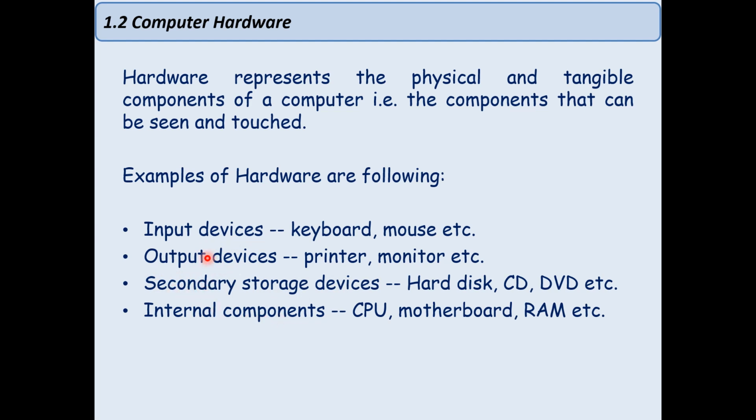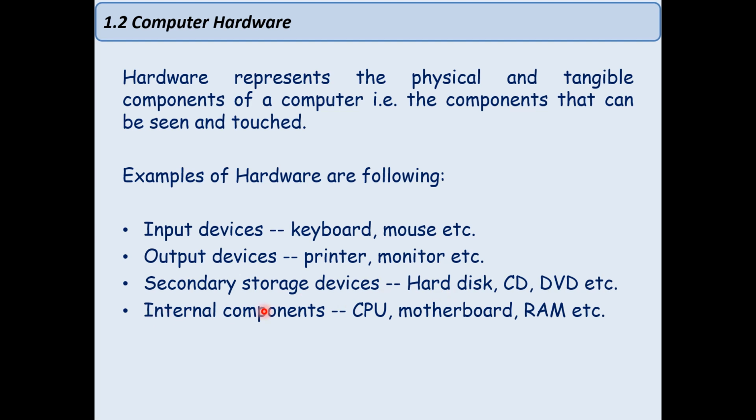So let's see some brief examples. Input devices are like the keyboard, mouse, digital camera, or scanner. Output devices are like the printer and monitor. Secondary storage means you can store or save your data or information inside them permanently or semi-permanently, like the hard disk, a CD, a DVD, or a flash memory. We have different types of hard disk, like the hard disk drive, HDD, and the solid state disk, SSD.